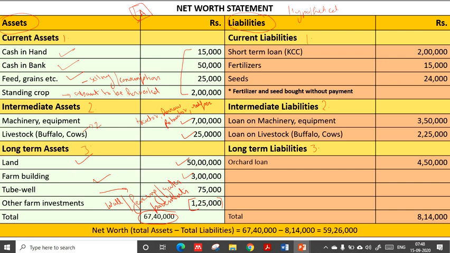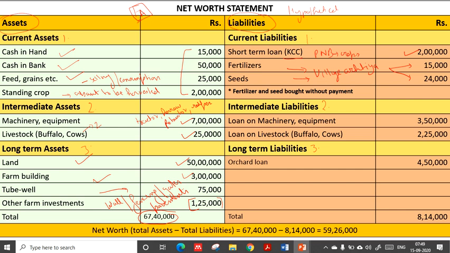Okay, same way there are liabilities. He owes money, he needs to repay money to different people. He needs to repay money to PNB. For the KCC he took for raising crops, that is worth 2 lakh rupees. Fertilizers and seeds, he bought these from the village Artia, and he has not paid for that. So he is supposed to pay for it, that means it is a liability, for 15,000 and 24,000.